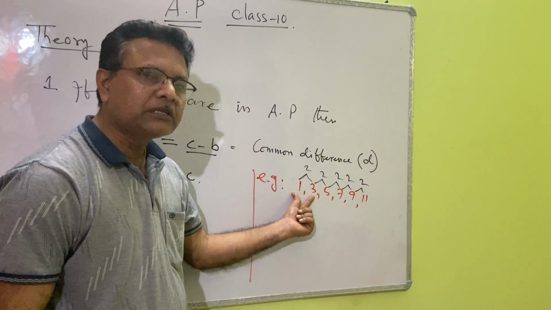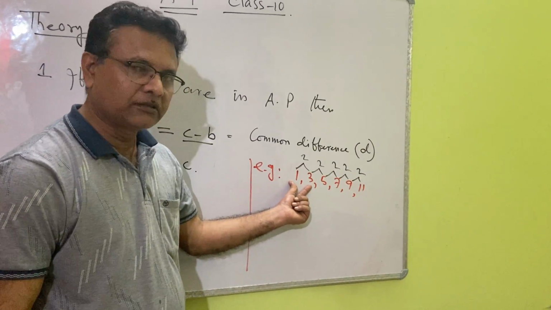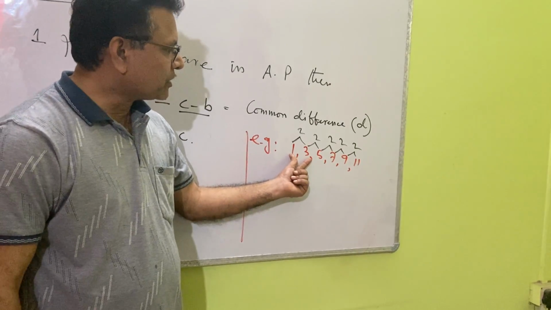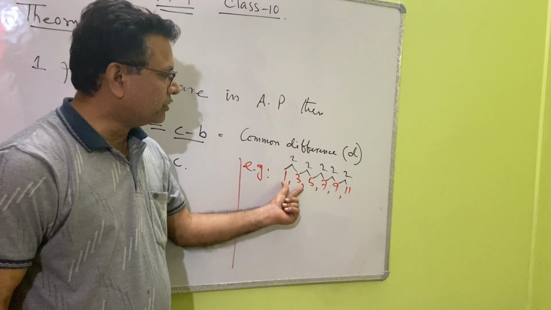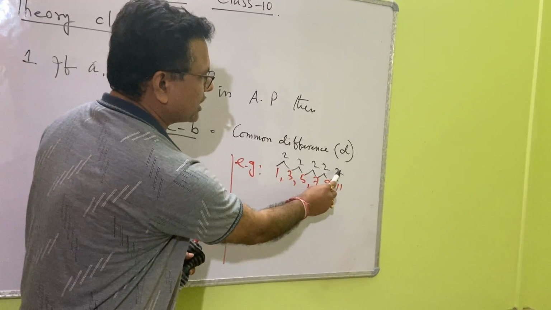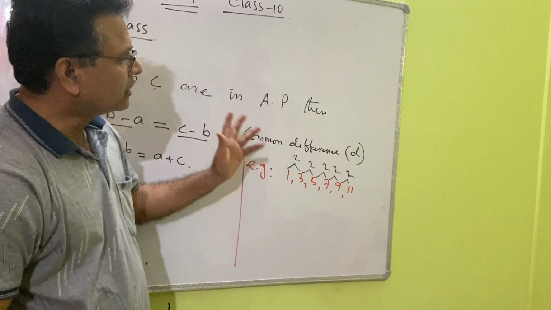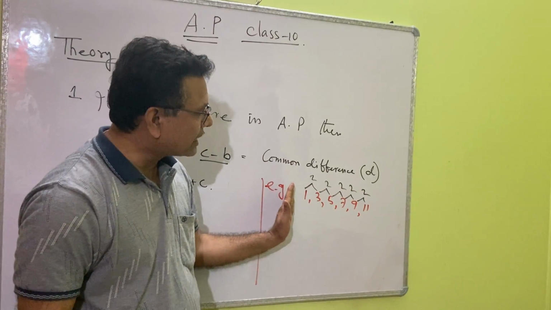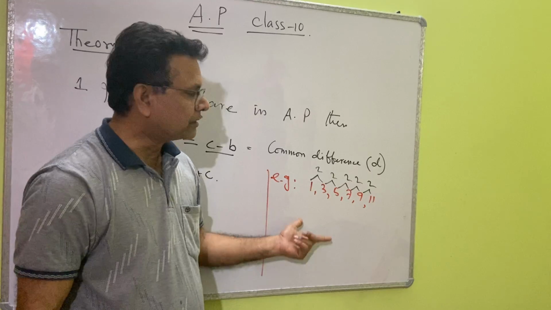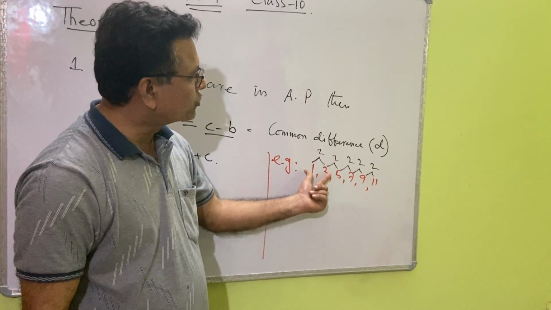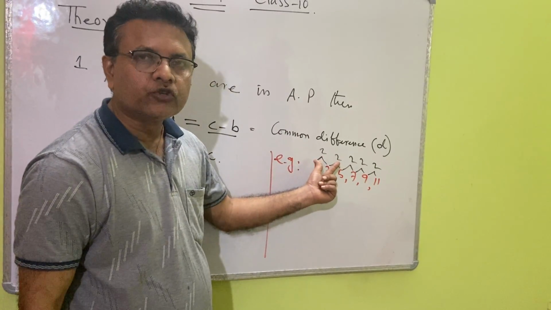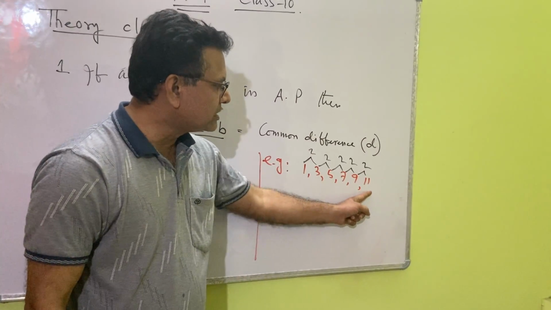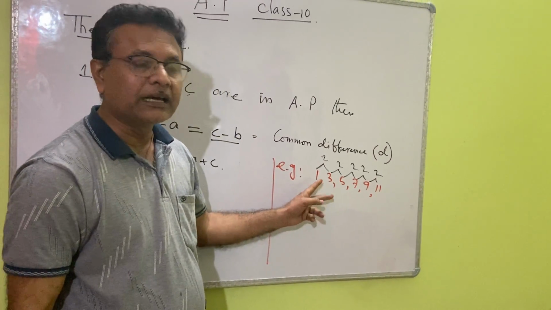See, the difference between any two consecutive numbers. Remember the word consecutive. The difference between any two consecutive numbers will be fixed, constant. So whenever a few numbers follow a particular pattern, what is that pattern? The difference of two consecutive numbers should be constant. In that case, we will say that these numbers are in AP.